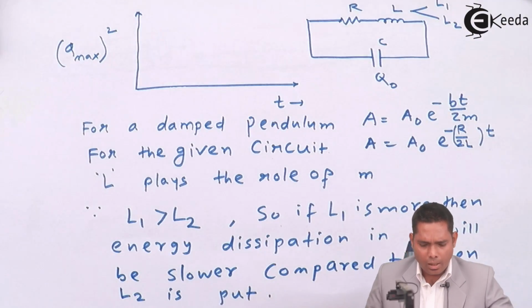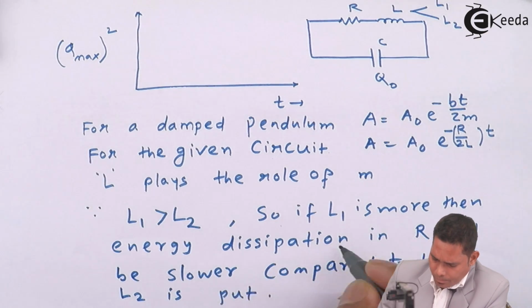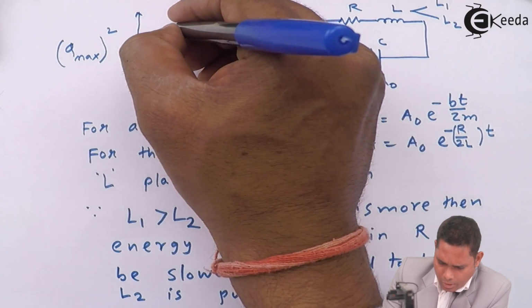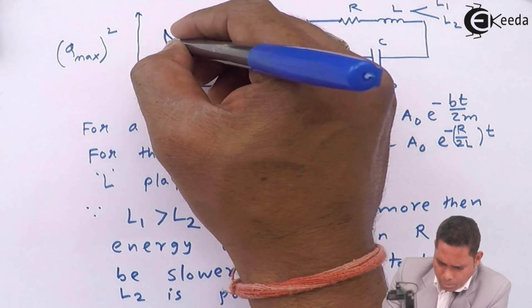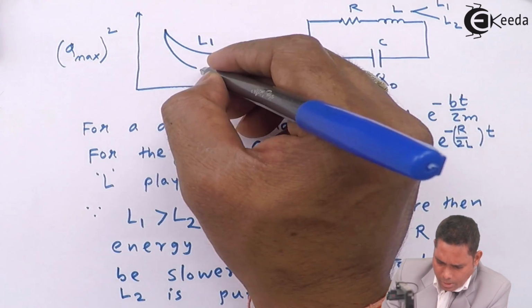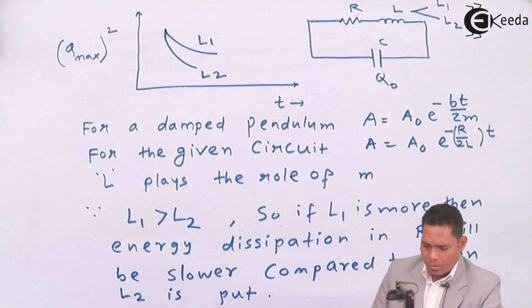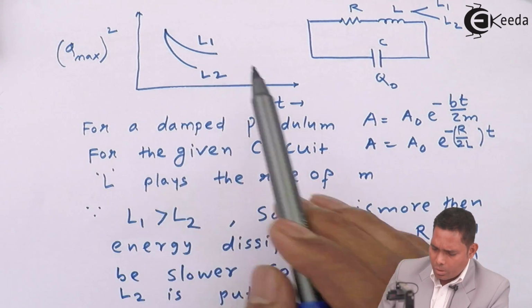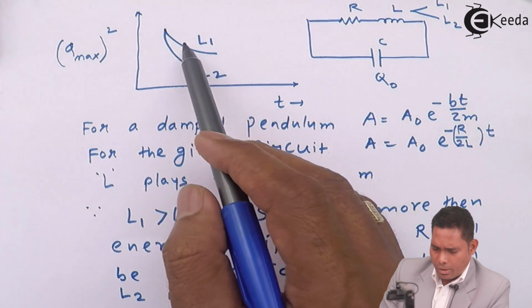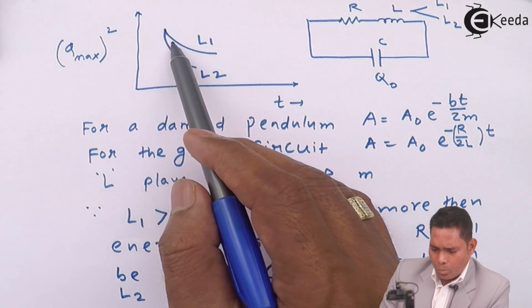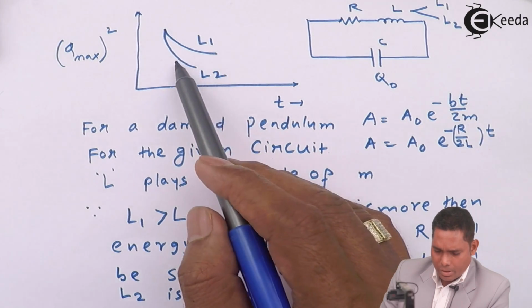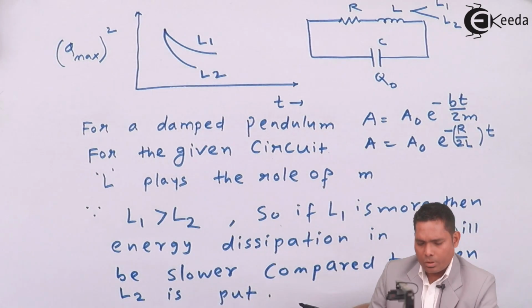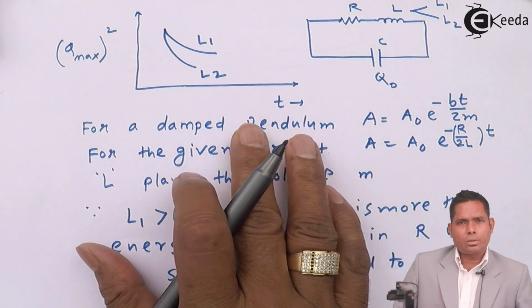So if I plot the graph, L1 will be here and L2 will be below that, because L1 is more, and the one having more L has a slope that is less. Slope here is high. So this is the right answer to this question.